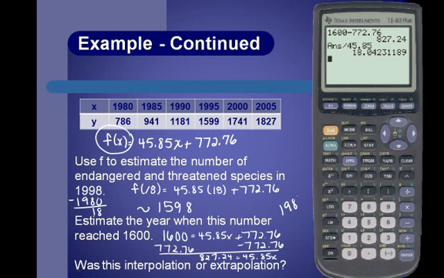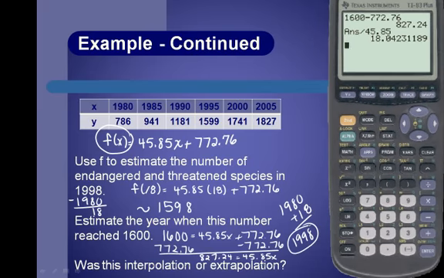So we've got 1980 plus 18, which would give us a year of 1998, which makes sense because 1600 is between 1995 and 2000. Then the last question says, was this interpolation or extrapolation? Well, because it was between two table values that we knew, this would be interpolation.